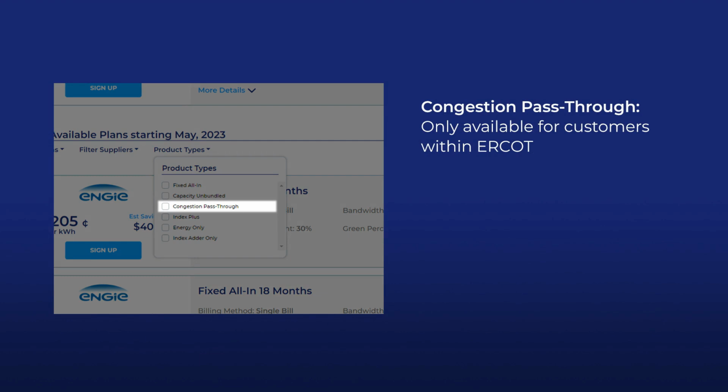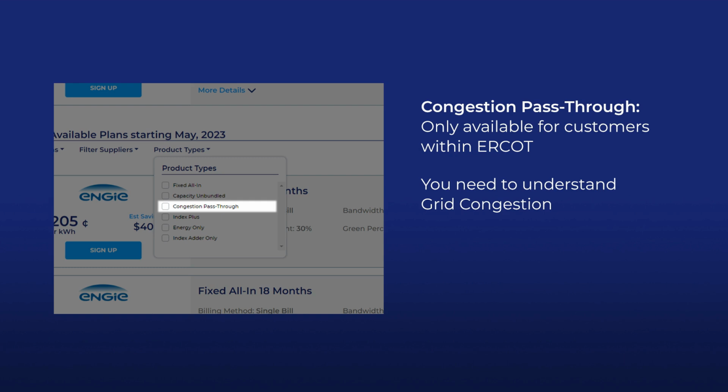Congestion pass-through is only available for customers within ERCOT. To understand this product, you must first understand grid congestion. Grid congestion arises when there are transmission constraints or a lack of transmission line capacity to deliver electricity without exceeding voltage limits. The voltage limits are in place to ensure grid reliability. To maintain system integrity, ERCOT may direct certain generators to either cut back or increase production and thus help alleviate congested segments. When generators are asked to adjust their dispatch levels, ERCOT pays them for doing so, and these costs are passed on to the end users.